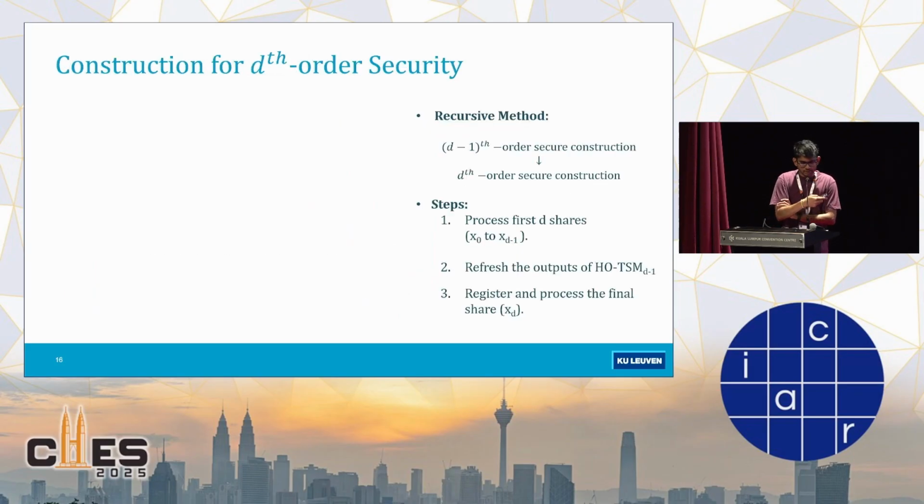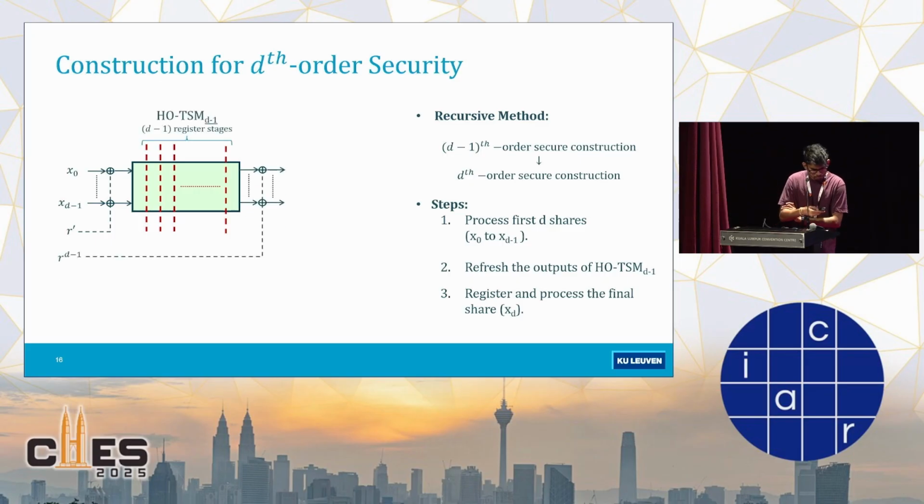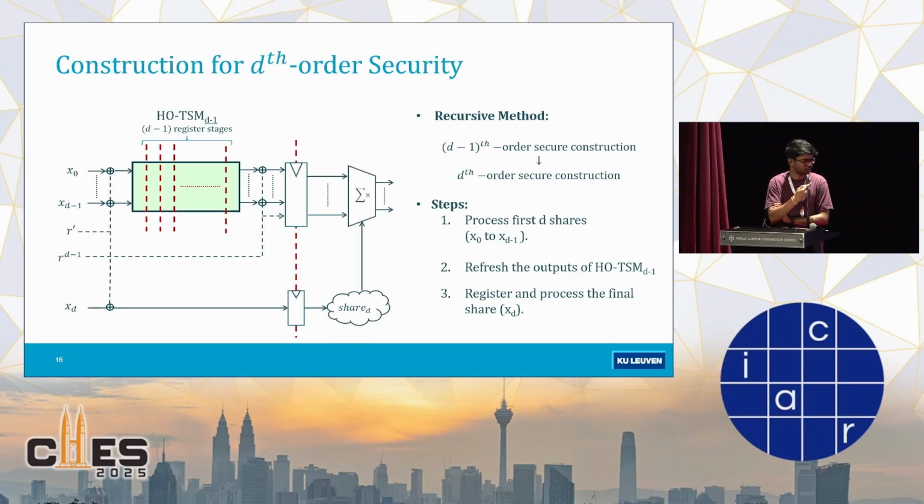This method is recursive. What I mean by that is, once you have a first order TSM, you can get second order, and from second order, you can get third order, and so on. So this is how it goes. First you process the D shares of the input, which are a HO-TSM D minus 1 block with a few register stages. And then you refresh the outputs. And then you introduce an additional share, which is composed of just random bits. And then you combine it with the last share. You refresh it, and then you process it with the last share to get the outputs.